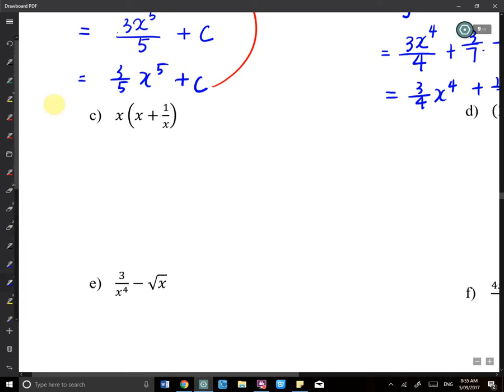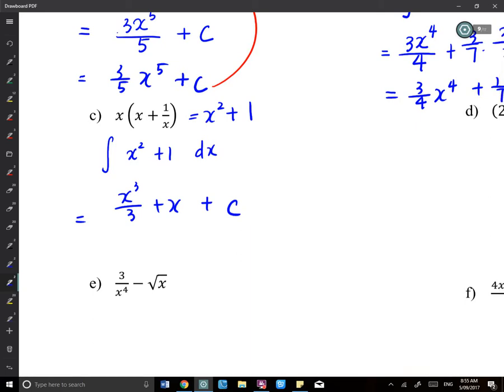I can expand. That's x squared plus 1. So it is the same as the integral of x squared plus 1 dx. So I'll have x to the power of 3 divided by 3 directly, and then I have 1, that's the same as plus x. The integral disappears now. I need to have the plus c. Okay, I need to have the plus c.